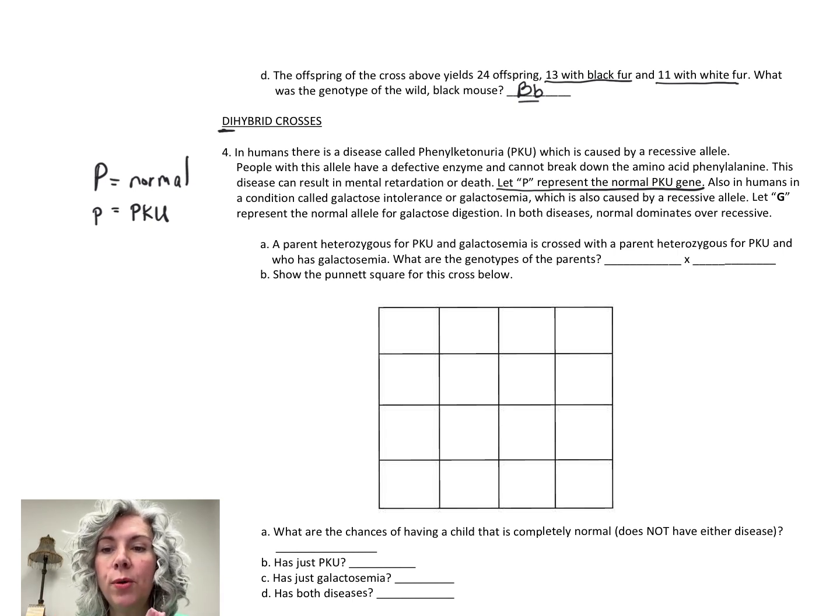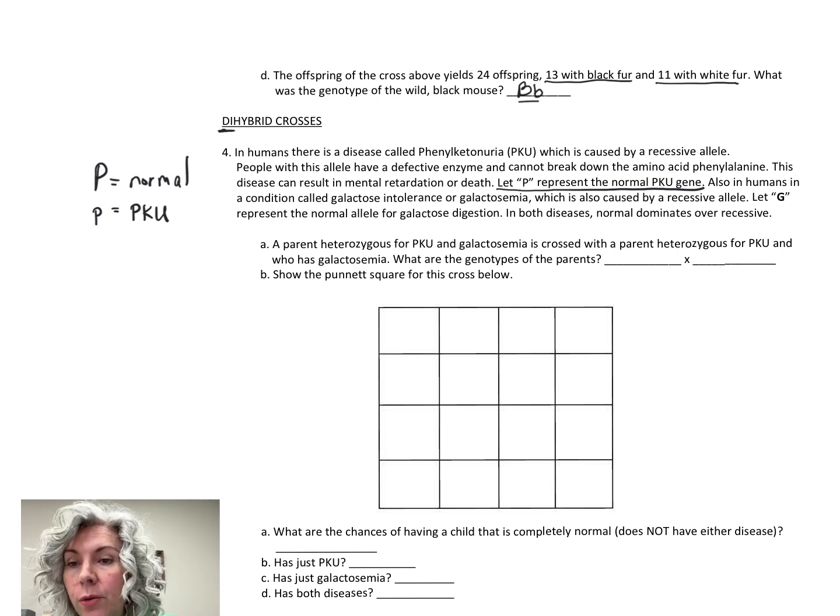Capital P, normal; lowercase p means PKU. All right, also in humans, here's our second trait, dihybrid cross. Also in humans is a condition called galactose intolerance or galactosemia, which is also caused by a recessive allele. This tells us let G represent the normal allele for galactose digestion, so a lowercase g would be galactosemia.